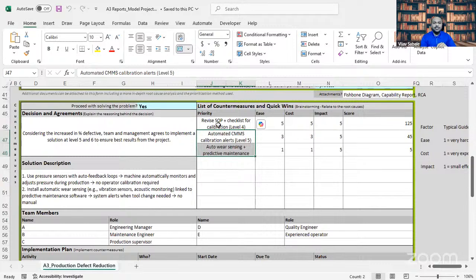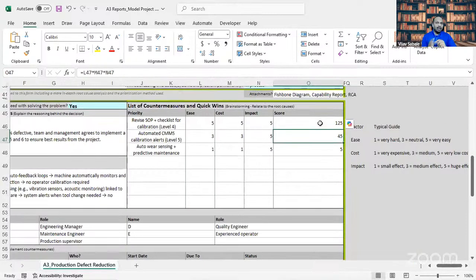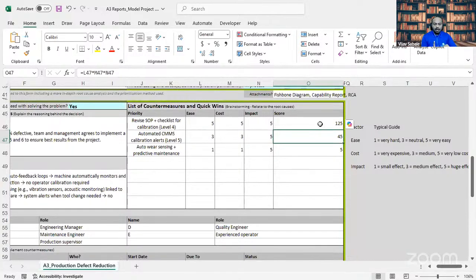We just need to multiply all these three, 5 into 5 into 5. There is already the formula here. So that will give us 125 as the impact score. The higher the score, the earlier we need to execute that solution. That will be our priority number 1, because we are considering how easy it is to implement, what resources or cost are involved, and what the impact of that countermeasure is.